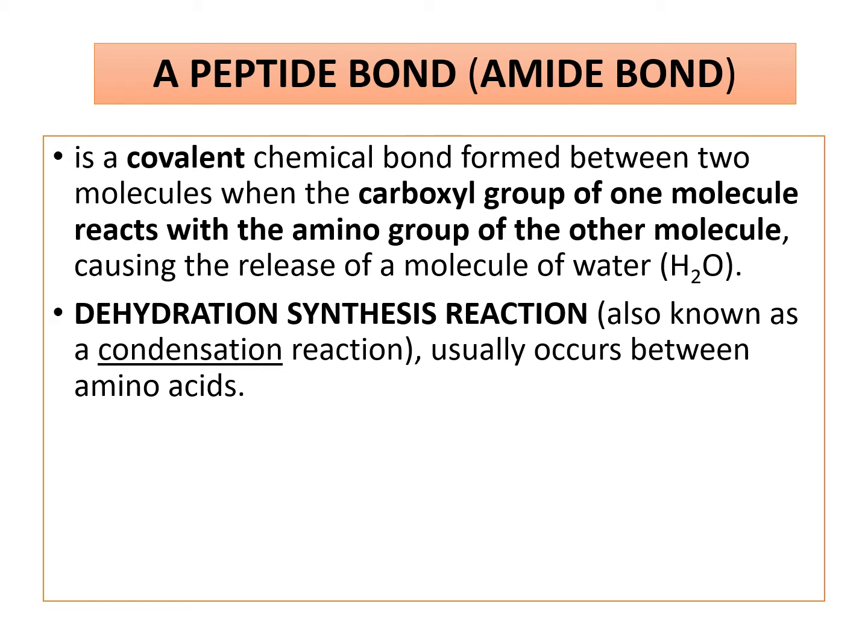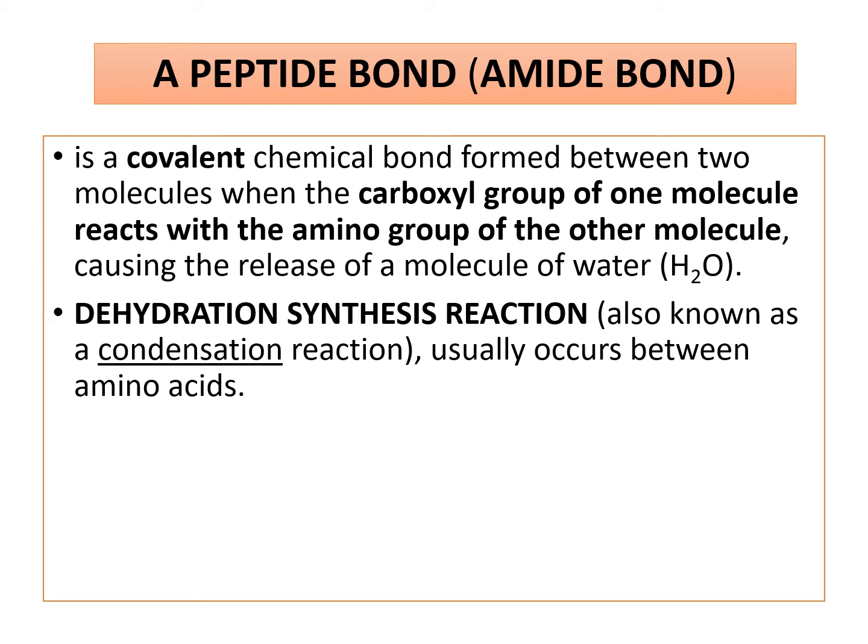And again, a peptide bond is what attaches one amino acid to another. Most especially, it attaches the carboxyl group of one amino acid to the amino group of the other amino acid. So let's see what will happen.